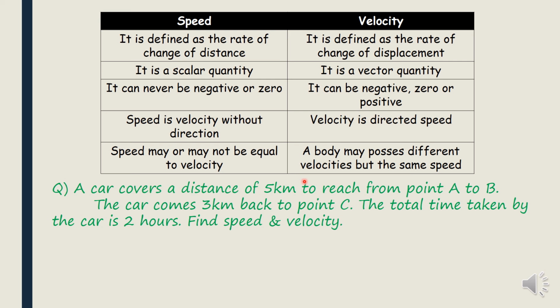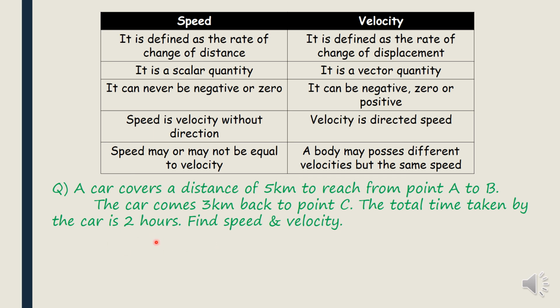A car covers a distance of 5 km to reach from point A to B. Okay, so एउटा गाडी छ, त्यो गाडीले A देखि B पुग्नुको लागि 5 किलोमिटर ट्राभल गर्दैछ. The car comes 3 km back to point C भन्दैछ. अब A देखि B सम्म 5 किलोमिटर छ, B मा पुगिसकेपछि फेरि 3 किलोमिटर ब्याक आयो गाडी, हैन. ब्याक आएपछि एउटा पोइन्ट C मा आइपुग्यो. The total time taken by the car is 2 hours. So यो डल्लै जर्नीको लागि गाडीले कति टाइम लियो, 2 घण्टा लियो.